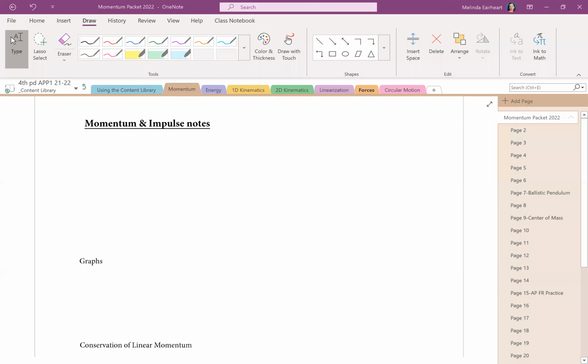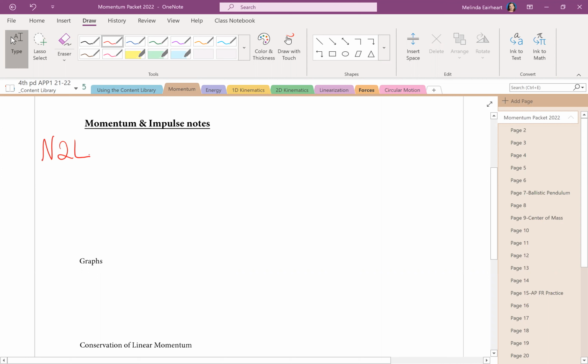To start momentum and impulse. The good news is our new-ish equations are derived from old equations. So the concepts of what we'll be talking about are not new, even though it may look new, okay? And it all starts with Newton's second law.